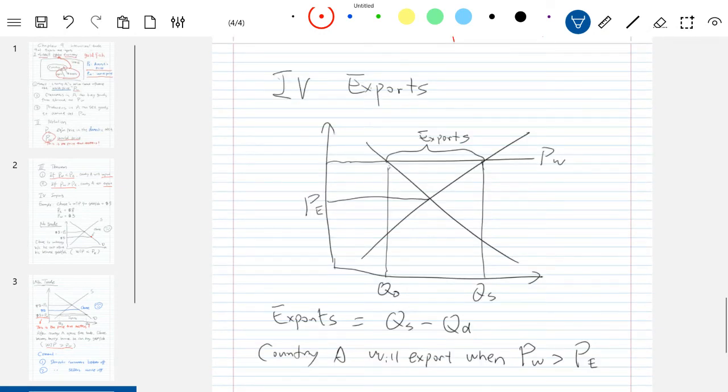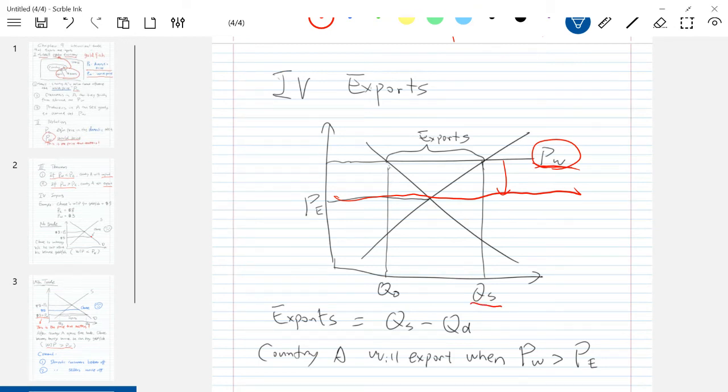What about export? As I mentioned earlier, a country would export if and only if the world price is higher than the domestic price. This is why we're going to draw the export with PW on top of PE. Okay, so PE is right here and PW is right there. In this case, at this new world price, which is higher than the domestic price, we can see that the quantity supplied is clearly greater than the quantity demanded. So the difference between these two quantities, QS minus QD, would be the size of the exports of country A.